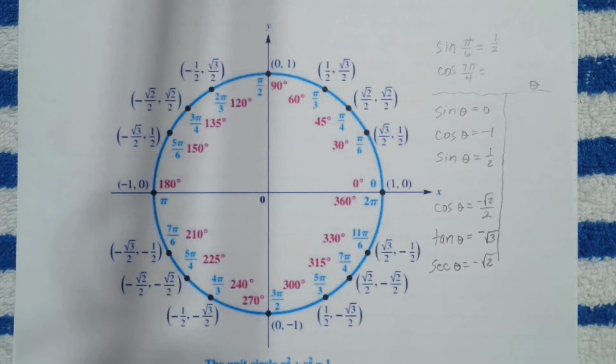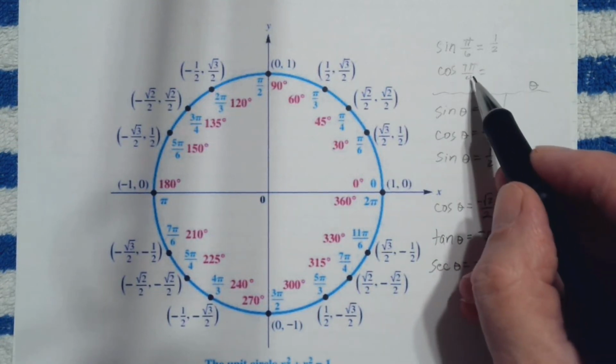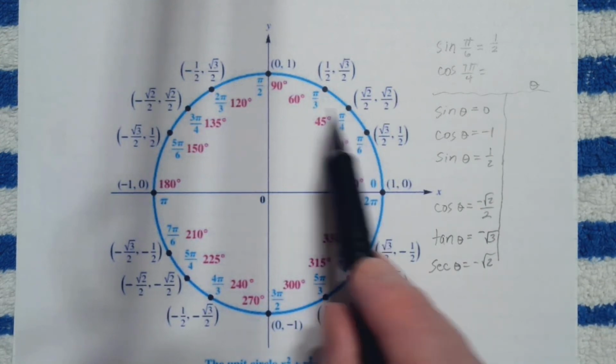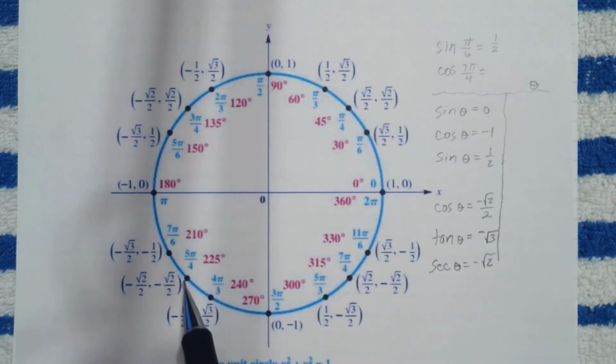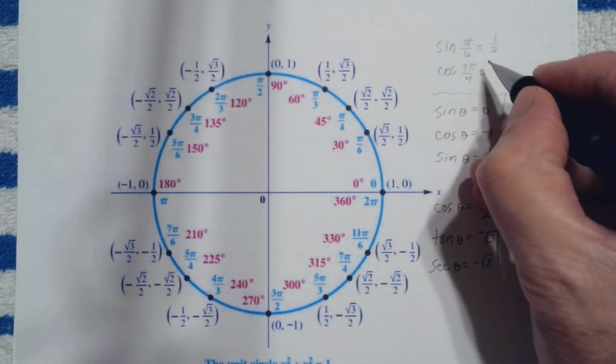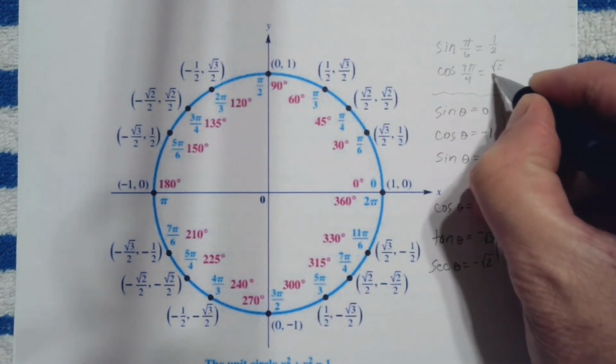And cosine of 7 pi over 4, well, pi over 4, 3 pi over 4, 5 pi over 4, and 7 pi over 4, those are our key multiples of pi over 4 that we need to have memorized. But at that point there, cosine is the x value, which is the square root of 2 over 2.